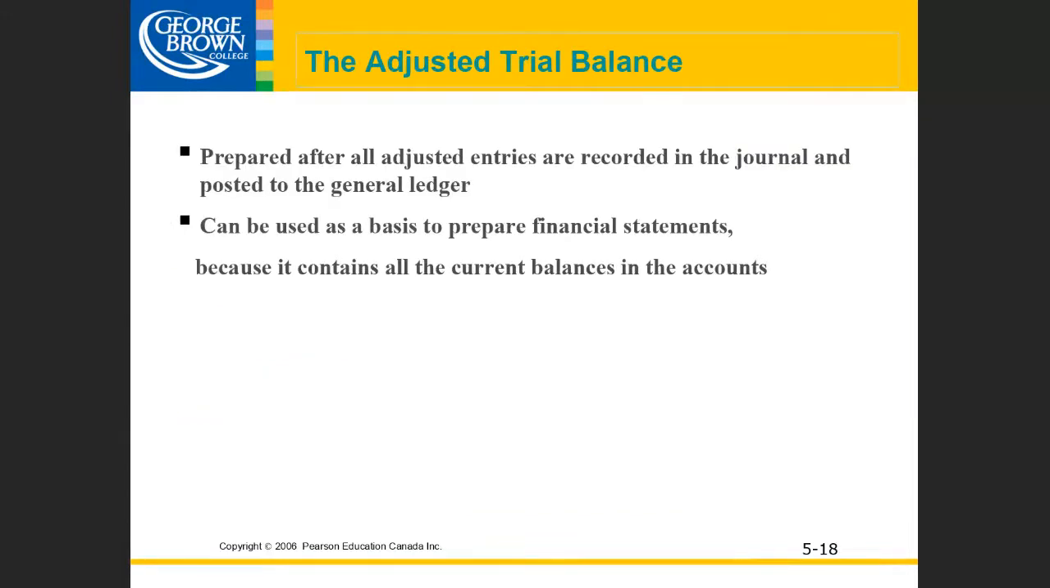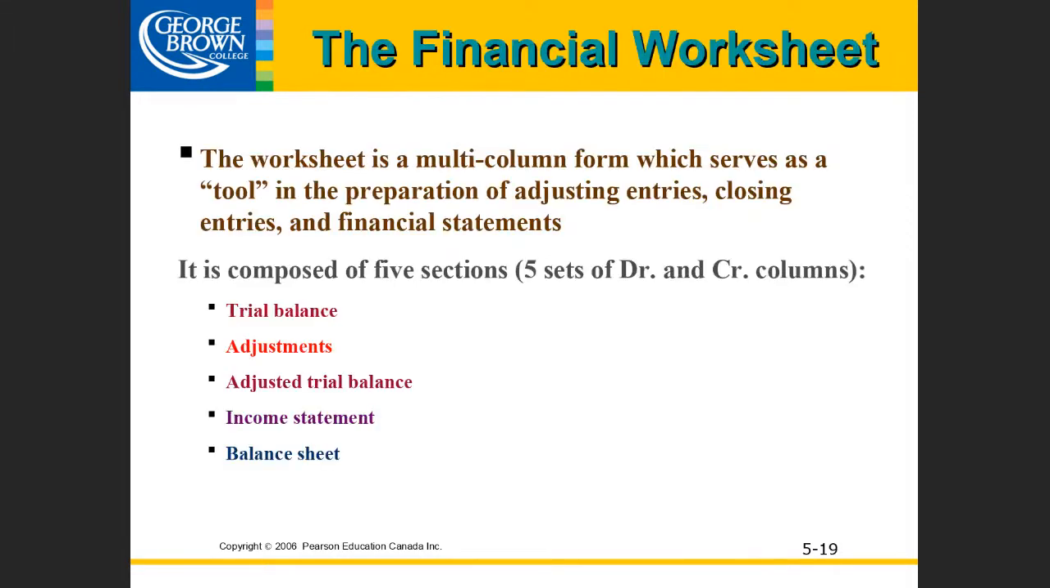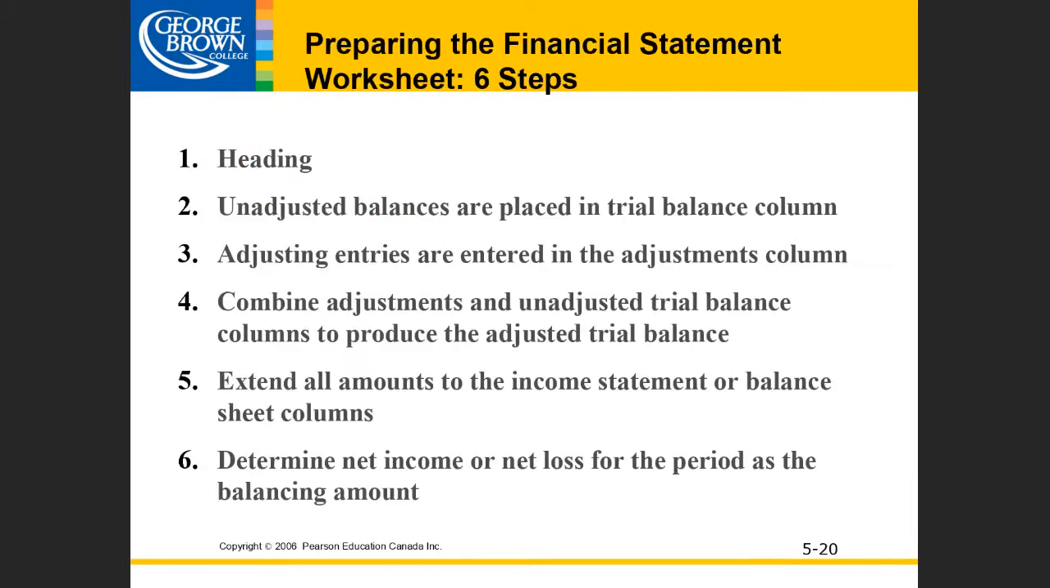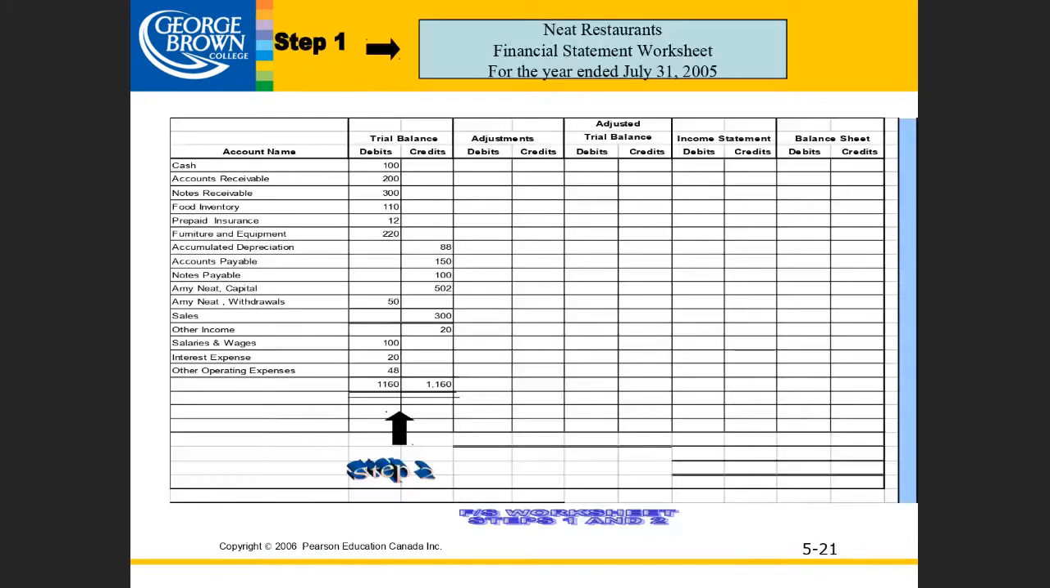So once we've done all of our adjusting entries, we post them in the journal, we then record them in the ledger, and then we post the updated balances, or the current balances, of the accounts in the ledger to the trial balance. We also post the adjustments to the ledger accounts to the worksheet, which is what I'm going to show you in just a second. Instead of going through all of this, I am just going to show you what it looks like. Here we go. So this is the financial statement worksheet.